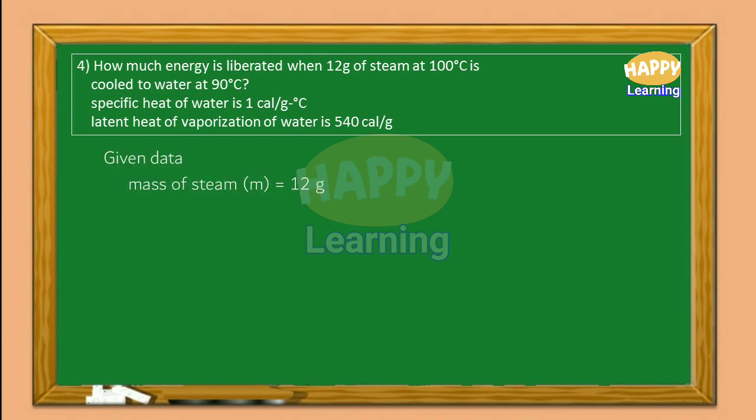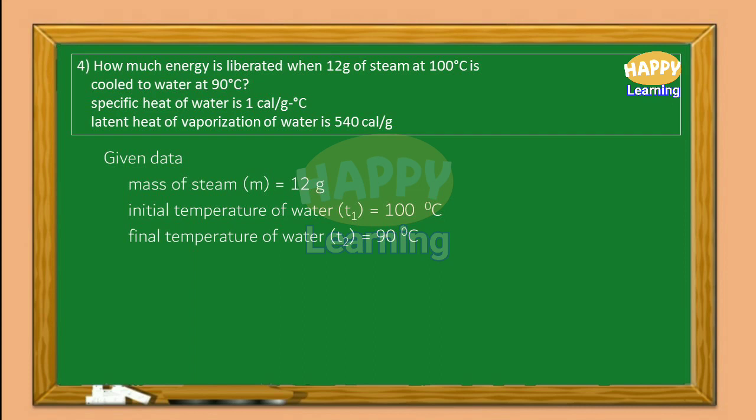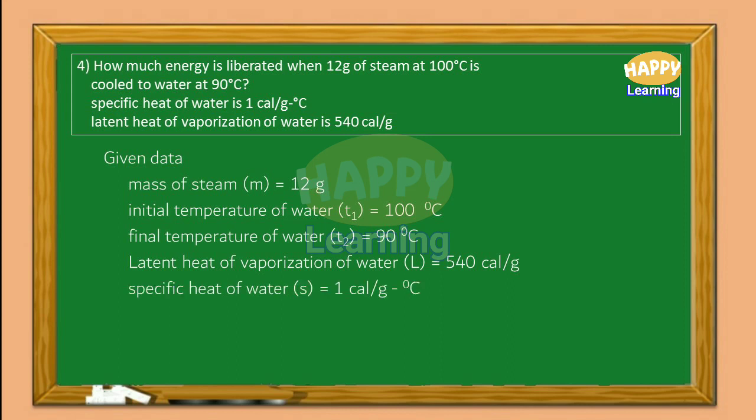Given data. Mass of steam m is equal to 12 gram. Initial temperature of water T1 is equal to 100 degrees Celsius. Final temperature of water T2 is equal to 90 degrees Celsius. Latent heat of vaporization of water L is equal to 540 calorie per gram. Specific heat of water S is equal to 1 calorie per gram per degree Celsius. Total energy liberated Q is equal to question mark.